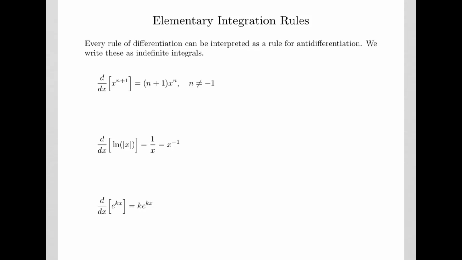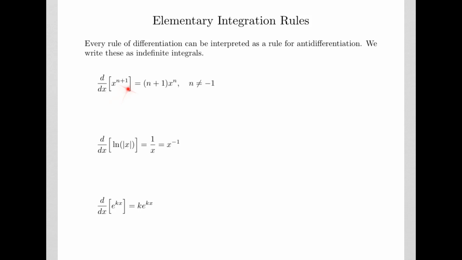Alright, in this video we're going to be looking at the rules of anti-differentiation, which we write using indefinite integrals. So we're going to call this our elementary integration rules. Now every rule of differentiation we should be able to think of as a corresponding rule for anti-differentiation. So let's look at some of these.